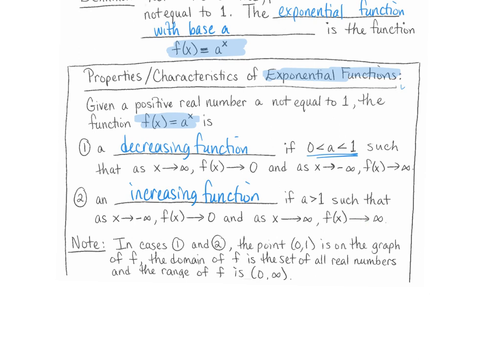Okay? So note, in cases 1 and 2, the point (0, 1) is on the graph of f, as we are about to see for an example of an increasing function. We saw that the point (0, 1) was on the graph of a decreasing function, and that gave us our what? Excellent. That gave us our y-intercept. So notice that (0, 1) is on the graph of f, whether it's decreasing or increasing. Note that the domain of f is the set of all real numbers, and the range of f is 0 to infinity. So let's look at our graph to confirm.